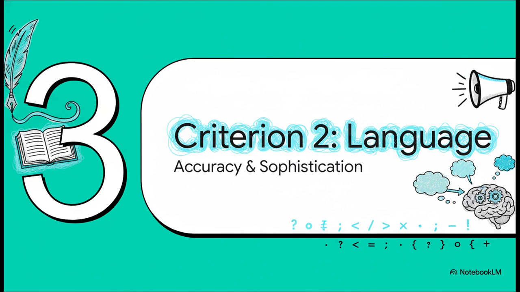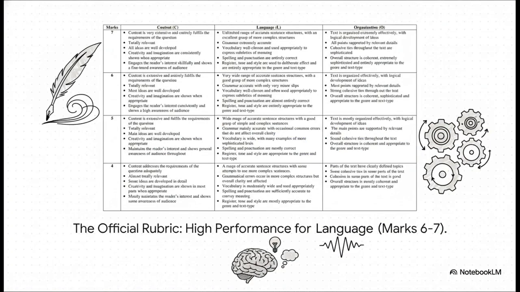All right, let's move on to our second pillar, language. If content is the what, then language is the how. It's the vehicle for those great ideas, and we're looking for a mix of both accuracy and sophistication. Back to the official rubric. For top marks in language, we need to see an unlimited range of accurate sentence structures, well-chosen vocabulary that expresses subtleties of meaning, and a style that is deliberate and entirely appropriate. It's all about control and precision.